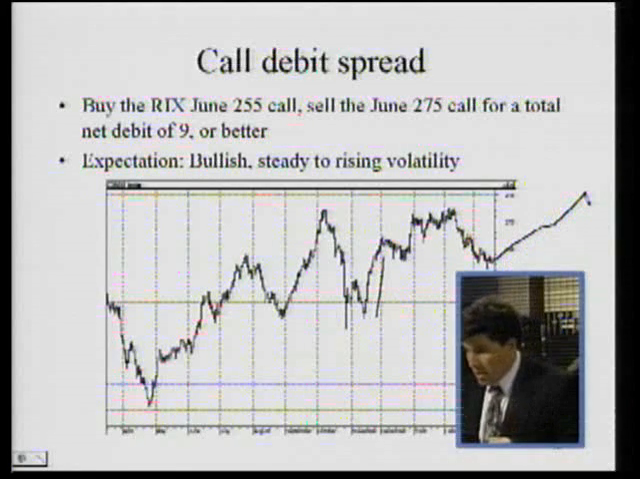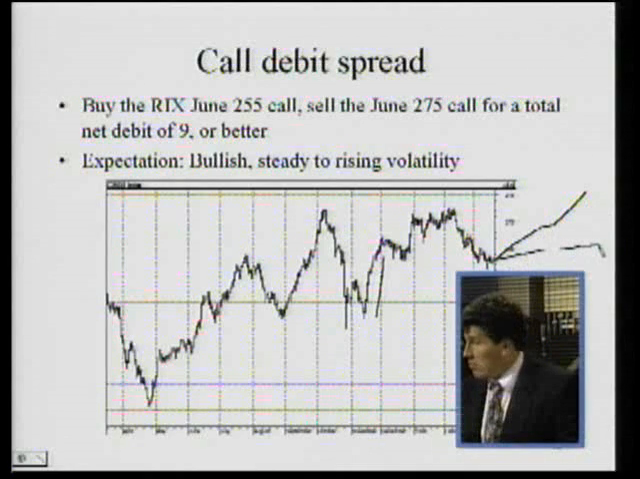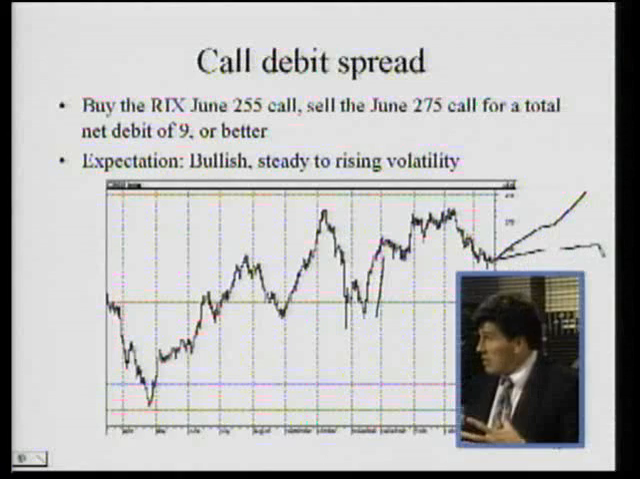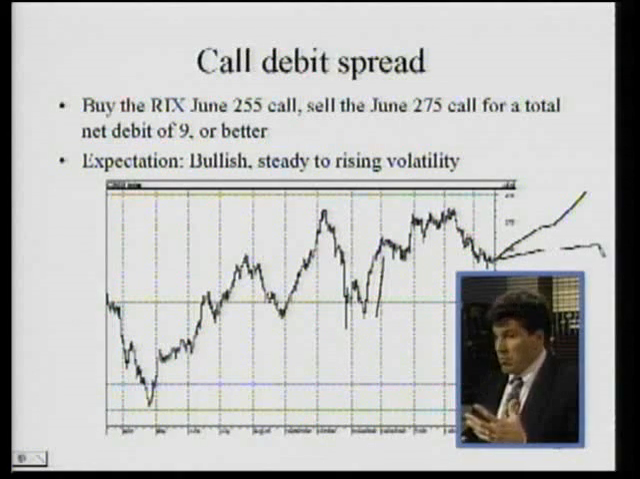I'm just going to look at these prices here, 255 plus 9. I'm going to cheat a little bit. All we need this thing to do is do this, and we make money. We want it to go up because it needs to go up above 264. I'll show you how to calculate the break even in a second. It needs to go above 264, but that's all. So it's just a slight bullish bias.